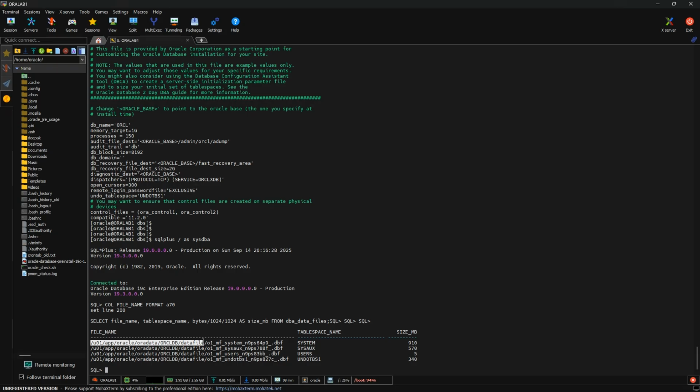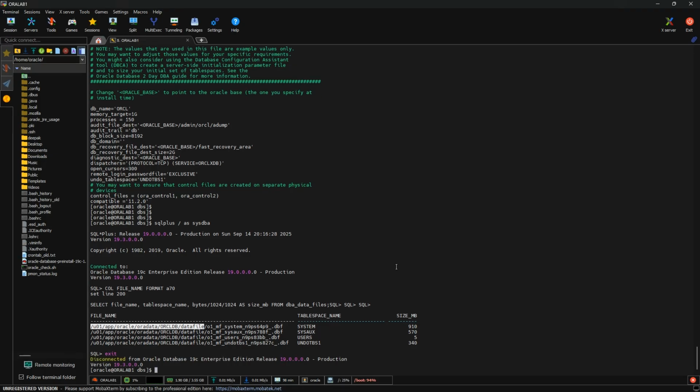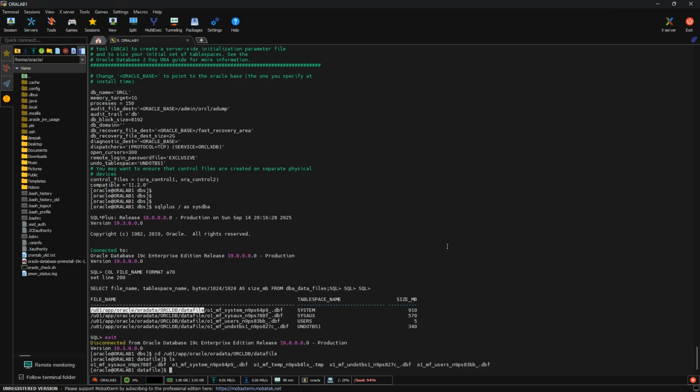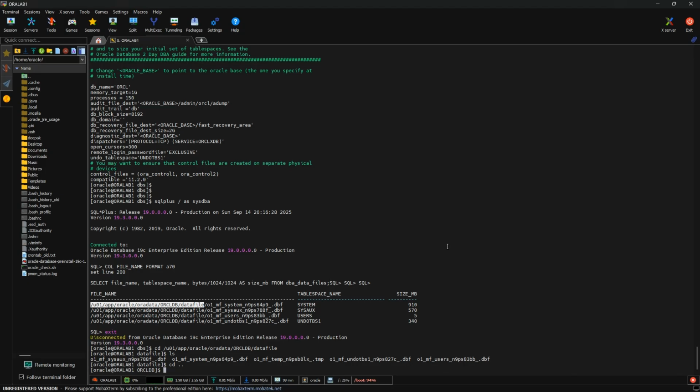For control files and redo log files, we can query other views from the database itself. You can get the control files and redo log files also. So these are your actual data files. We will go to this location, where we can also see the control file and redo log files. So these are all data files. You have SYSTEM, SYSAUX, USERS, UNDO tablespaces. These are all default tablespaces created when you create a database.